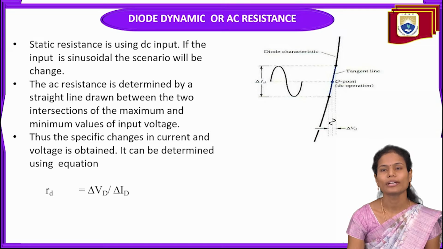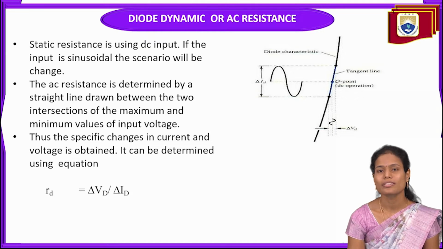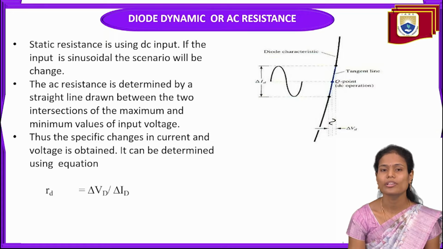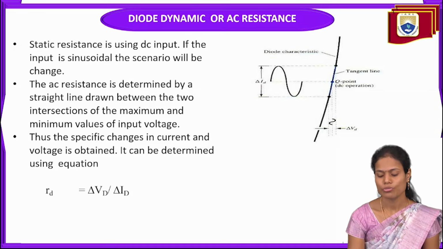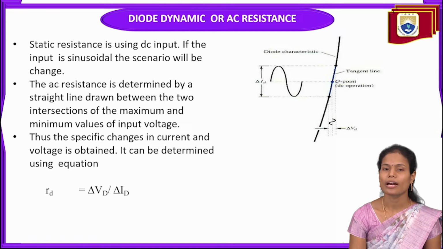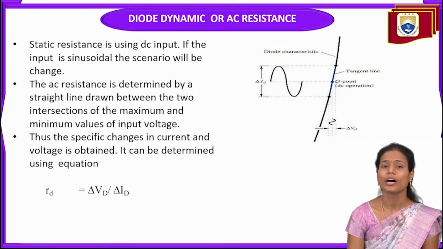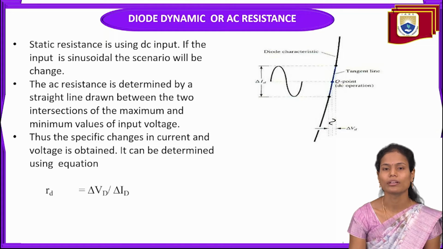And next, diode dynamic or AC resistance. Here dynamic means variation. And we are also calling it AC resistance. Why? Because in this case, when we apply the AC voltage to the diode, how much amount of current it is going to generate. So static resistance is the DC resistance using DC input, but for the dynamic resistance, when we apply the sinusoidal signal to the diode, how much amount of current and voltages we are getting. If we calculate the resistance by using those corresponding voltages and current, that particular resistance we can call the dynamic resistance.